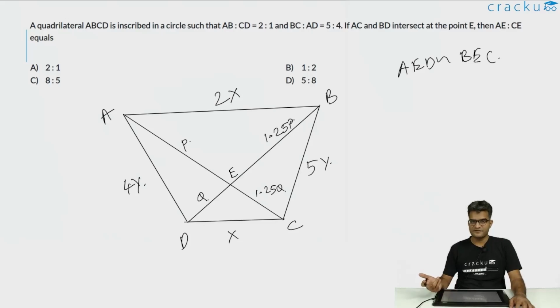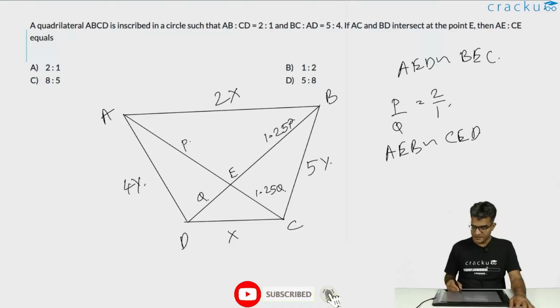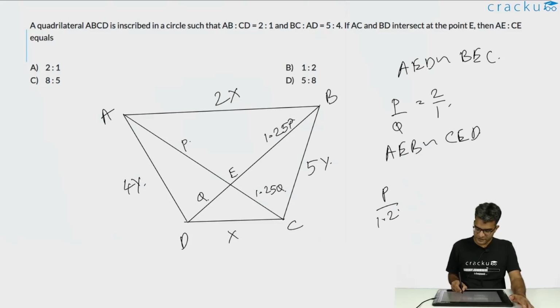Using another set of similar triangles, you will calculate that P by Q will be equal to 2:1. Here we are using the similar triangles AEB is similar to CED. So P by Q is 2:1. So the required ratio is P divided by 1.25 Q. P is 2Q. So this is 8:5. So the answer for this question is option C.